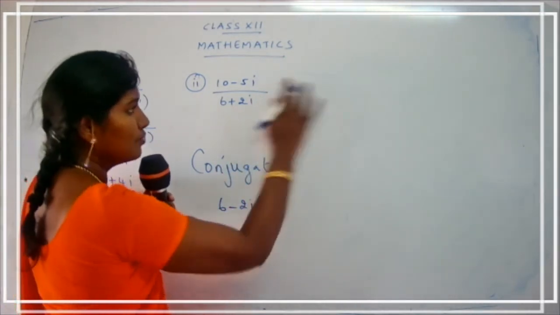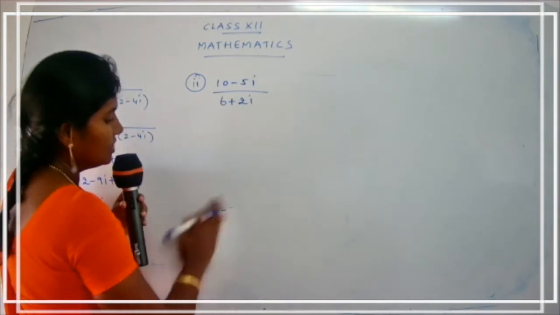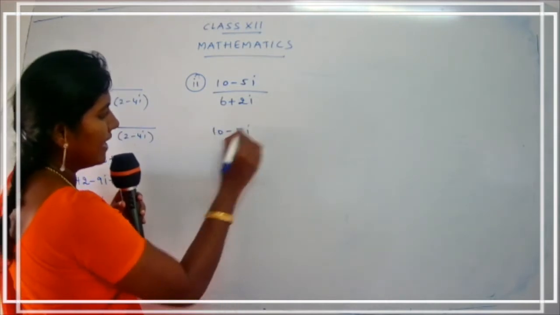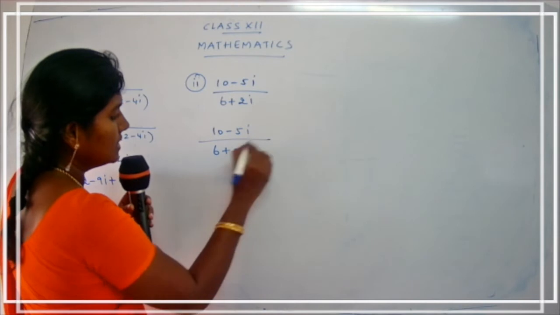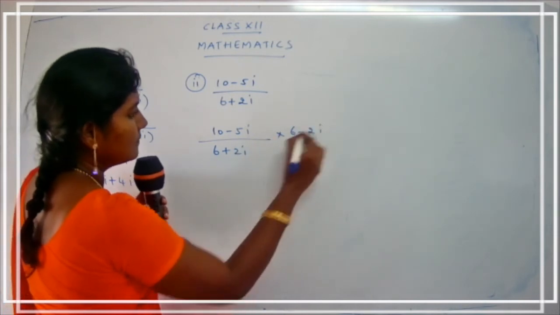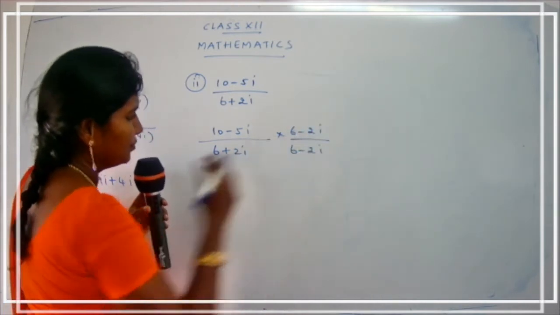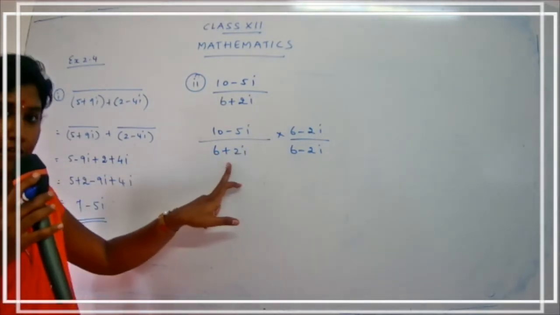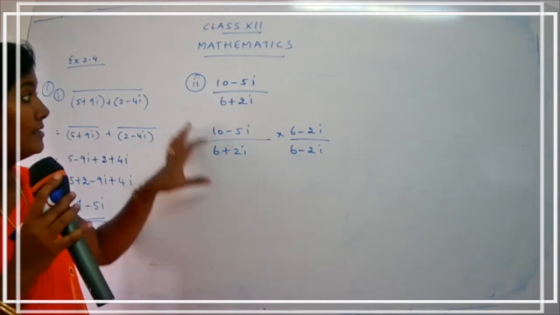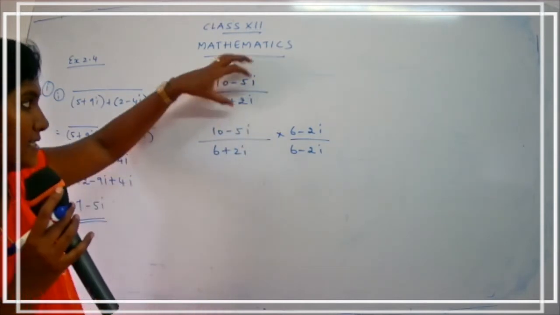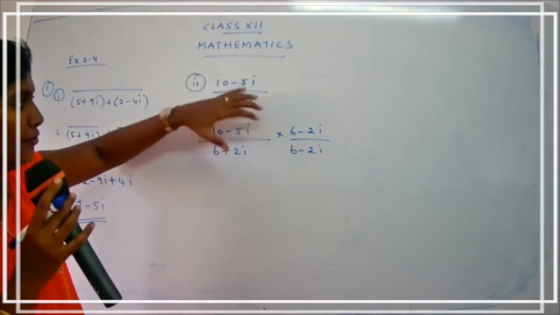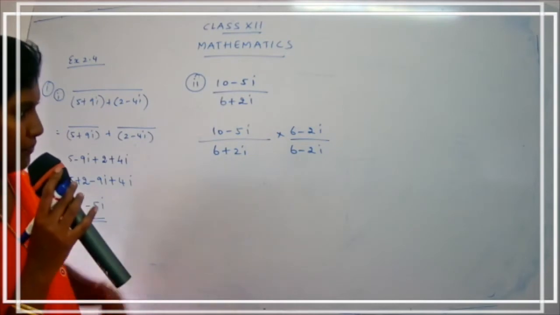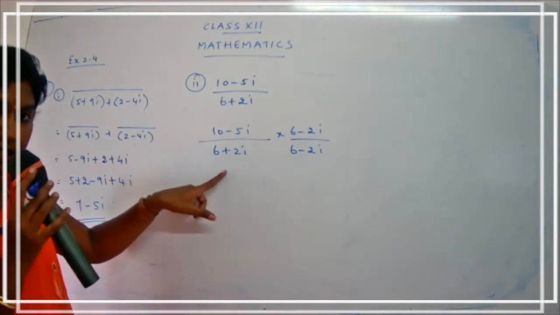Okay, so this will be shown in the next step. Just write down (10 minus 5i) upon (6 plus 2i) into (6 minus 2i) upon (6 minus 2i). I am just multiplying and dividing by the conjugate of the denominator, because we need a rectangular form. That means I just need the numerator part, so try to remove the denominator part. Clear? Is this step clear, children?